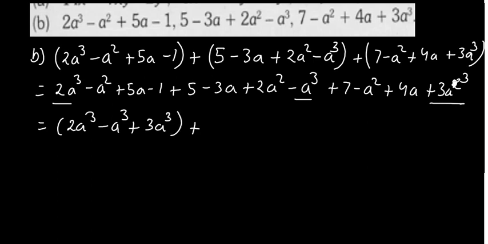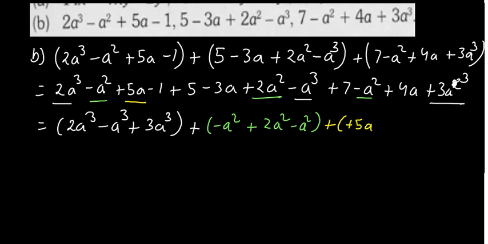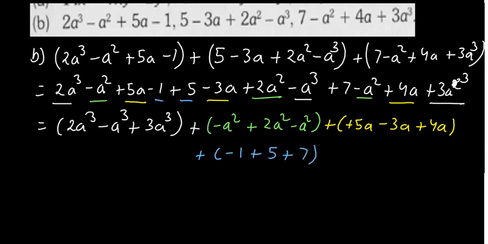Next let us talk about a square. So we have a square here minus a square, then we have plus 2a square, then we have again minus a square. Next is groups of a's. We have plus 5a, then we have minus 3a, then we have plus 4a, and last is a group of constants. We have minus 1, then plus 5, and then plus 7. So now we'll simply write down the simplest form.